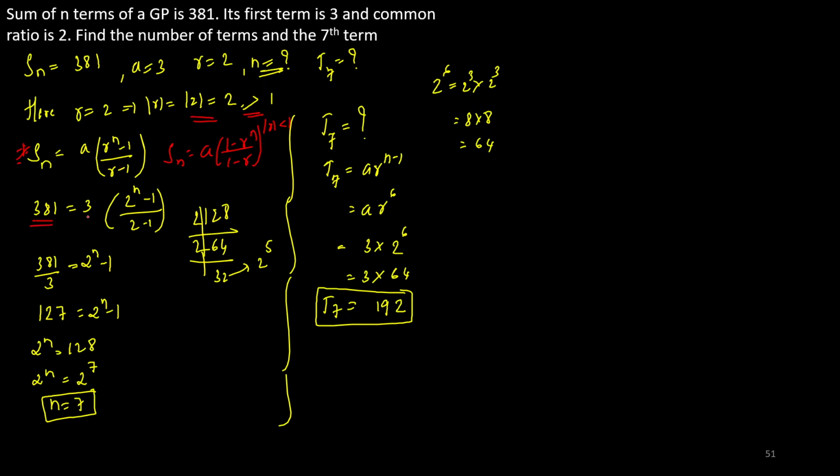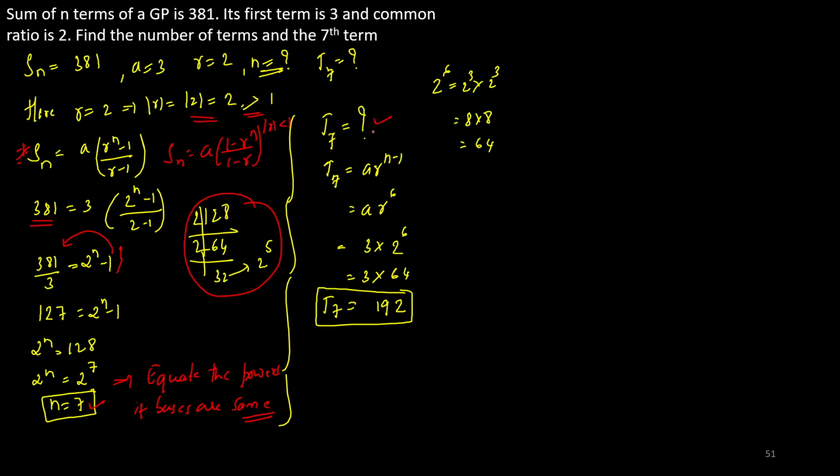In the place of a, I have written it as 3, 2 to the power of n minus 1 by 2 minus 1. So now 3 into 381 by 3 I have written. Just substitute and cancel it and take this to the other side. So 128, when you prime factorize 128, you will get it as 2 to the power of 7 equal to 2 to the power of n. So equate the powers if bases are same. Since the bases are same, I have equated the powers. So I got n is equal to 7.